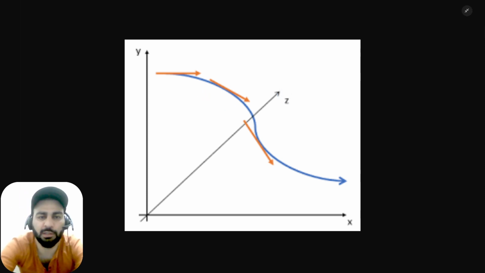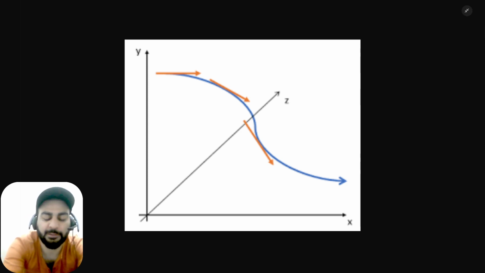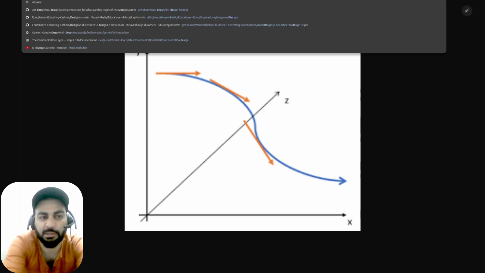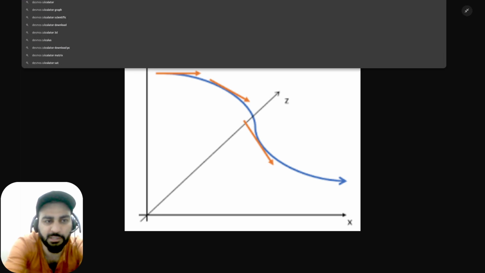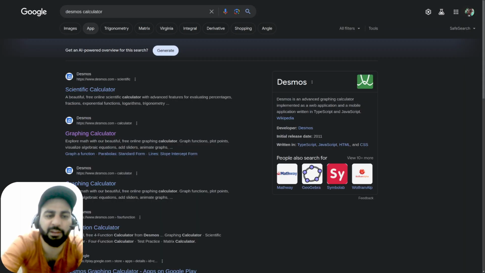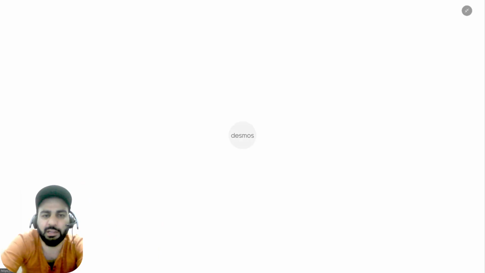Even we had the tool, if you remember that tool, for the function plotting. What was the name of that? Desmos. So Desmos calculator, we had that tool. If we just search for that, we can graph any function, graphing calculator, if we see it here.